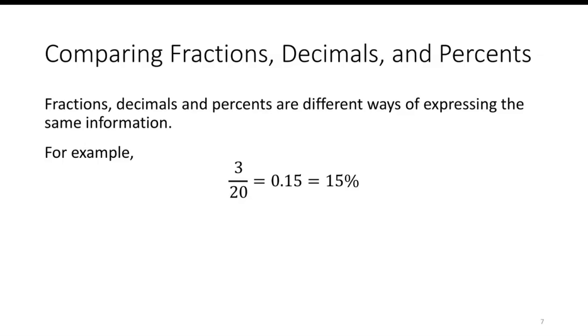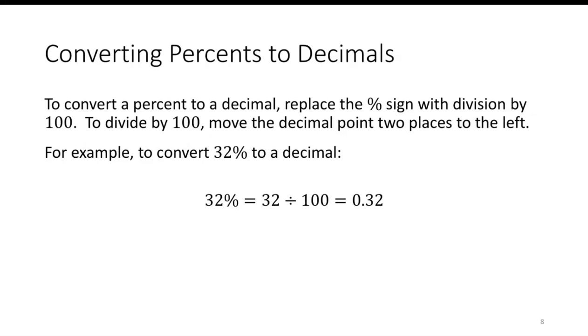Fractions, decimals, and percents are different ways of expressing the same information. So for example, 3/20 is the same thing as 15/100, which is the same thing as 15%. To convert a percent to a decimal, basically replace the percent sign with division by 100. Again, percent, the per means divide, cent means 100. So replace that percent symbol with divide by 100.